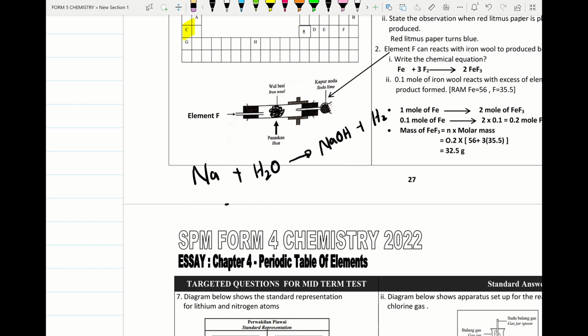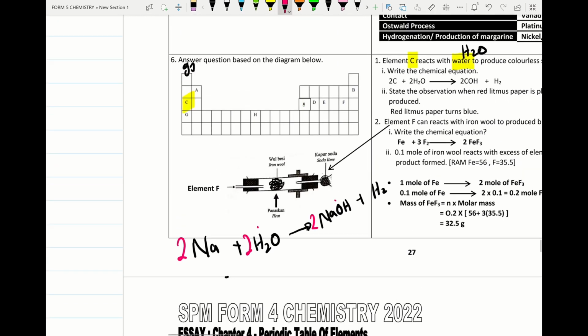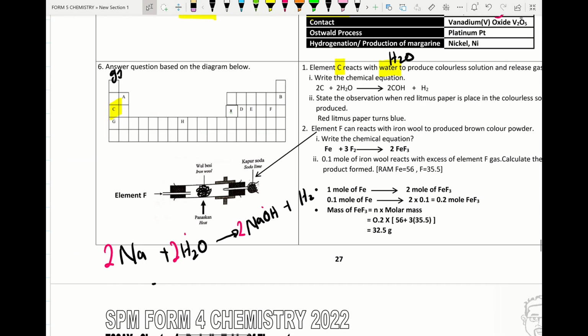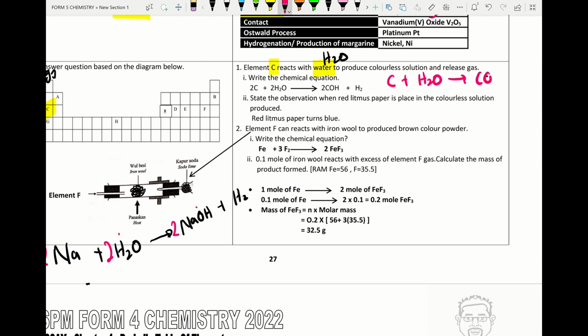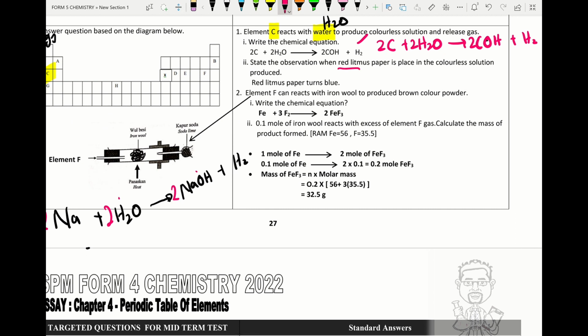All right, so how to balance this equation? We try to put 2 here, then balance sodium 2, sodium 2. Next we balance oxygen 2, oxygen will be 2. So hydrogen balances itself, so we have hydrogen 4, 2, 2, 4. All right, so we try to check how to do here. So we take C, react with water, so we will get COH plus hydrogen gas. Balance 2 here, 2 here, 2 here. So state the observation: when red litmus paper is placed in the solution formed, it will turn to blue color.